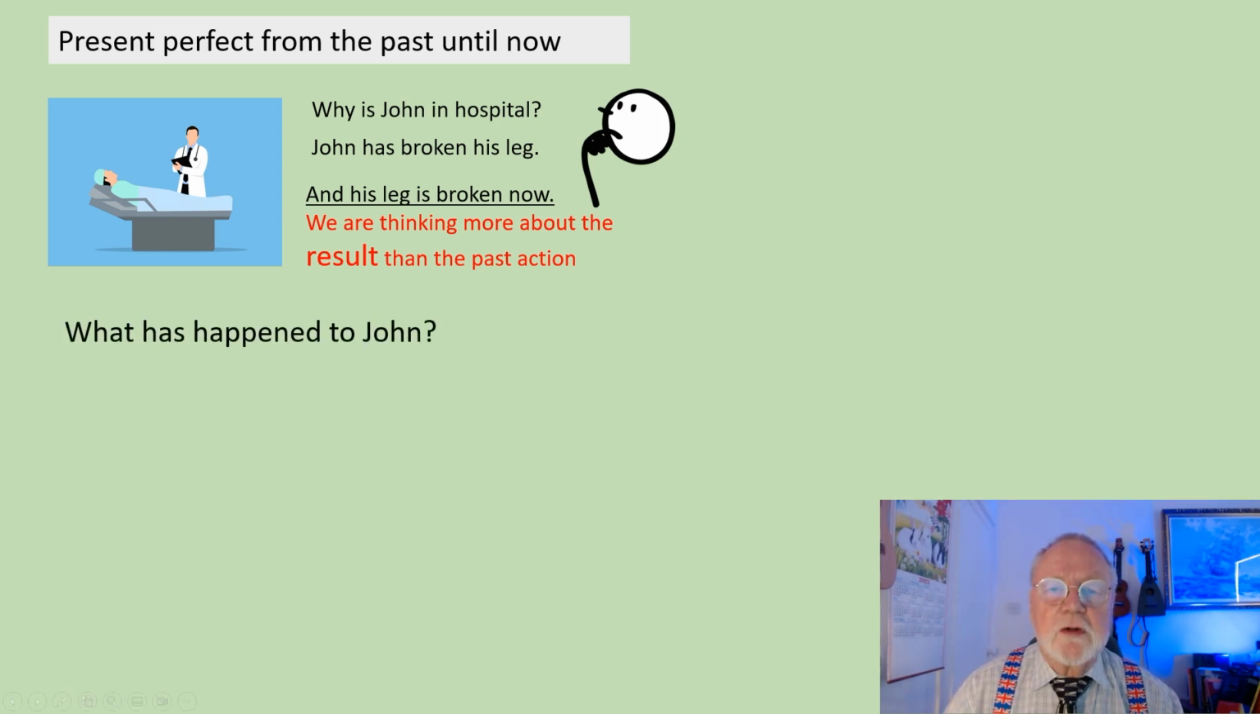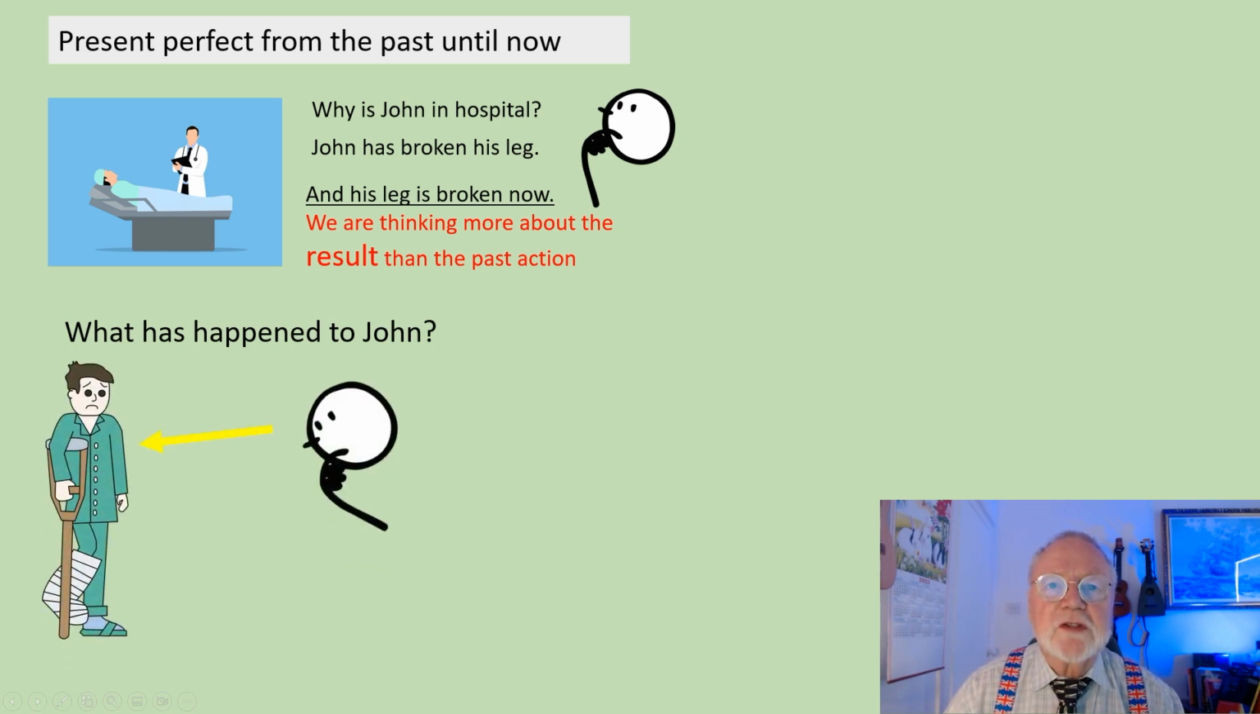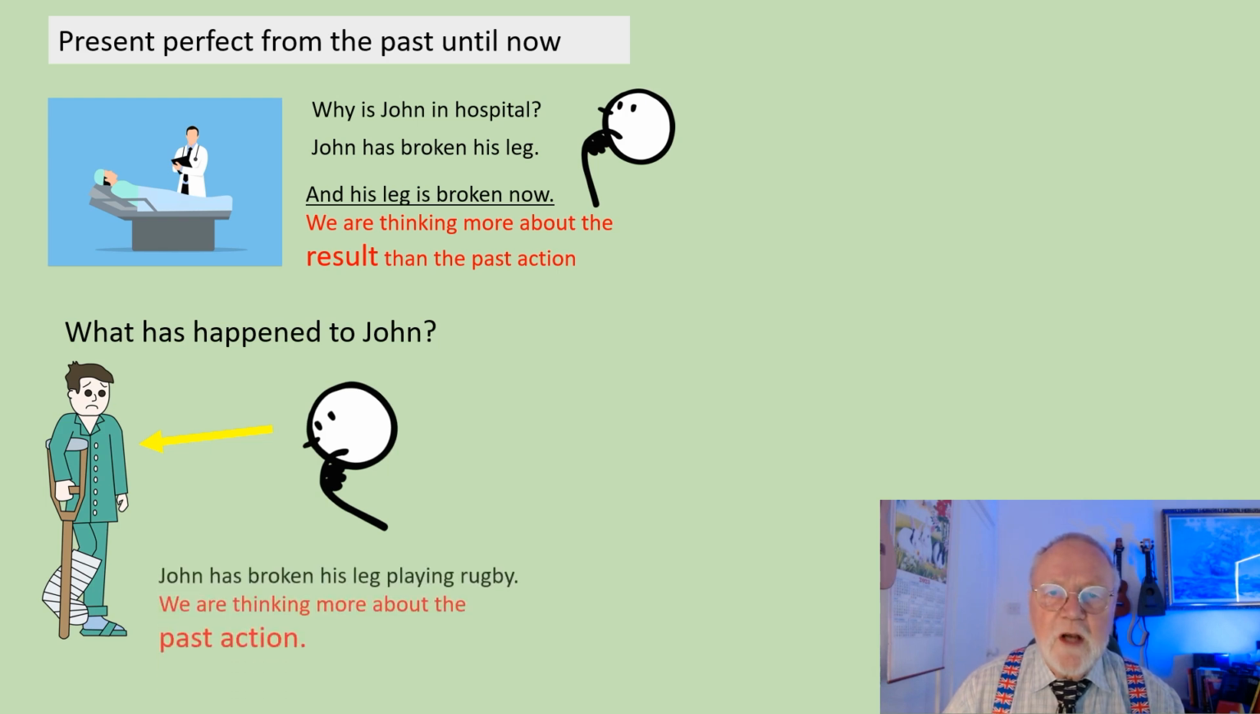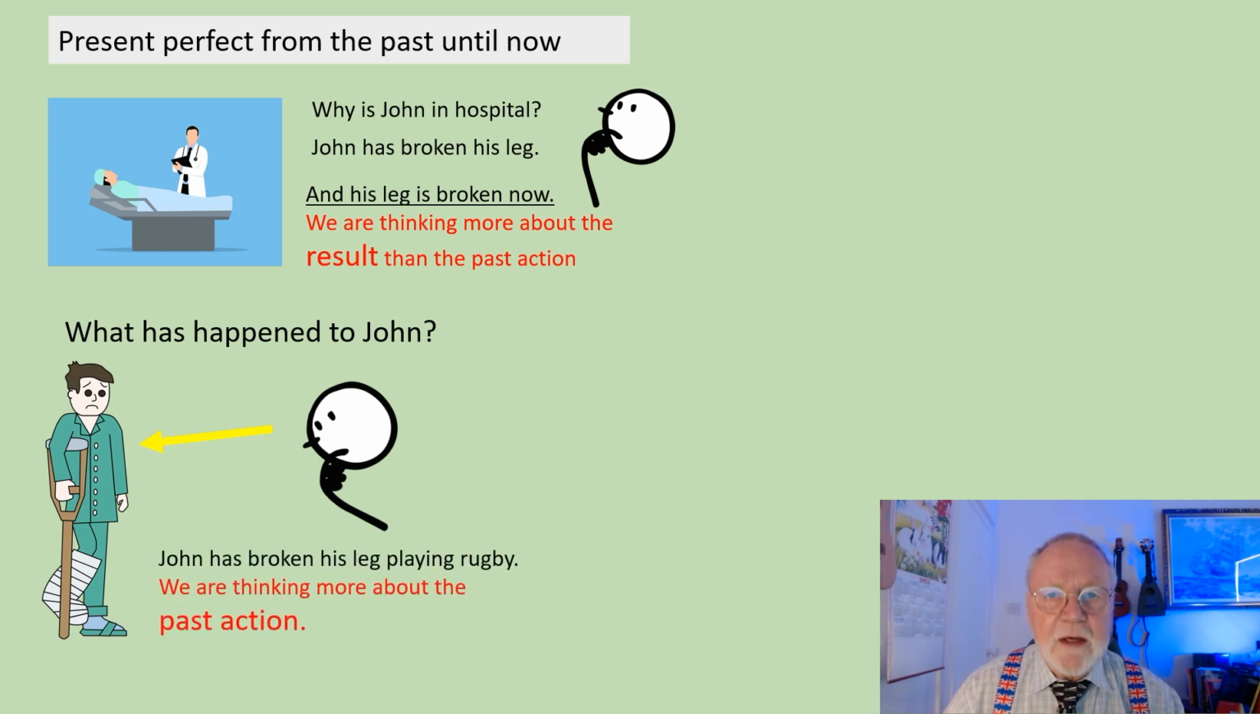And here really we're thinking more about the result than the actual action itself. But if we see John, we might ask the question in a different way. We can see he has a plaster on his leg, and we might ask, what has happened to John? That's still a present perfect question. But here I'm more concerned about the action that caused the result. The information is, John has broken his leg playing rugby. So I'm thinking more about the past action than the actual result. Still using the present perfect tense.